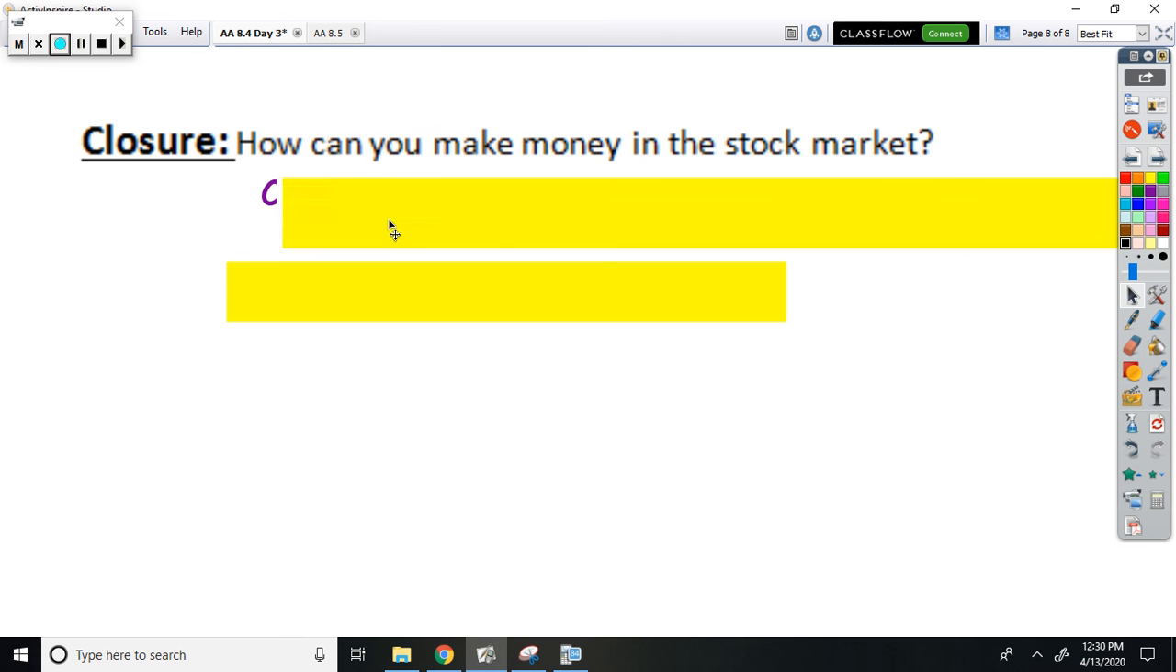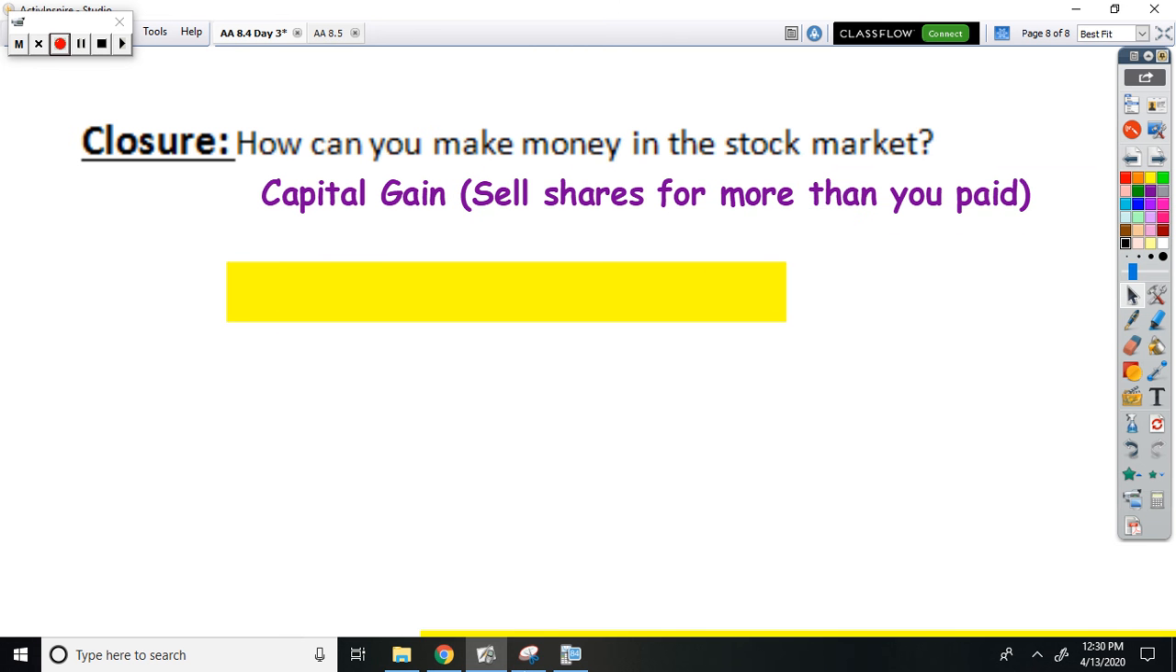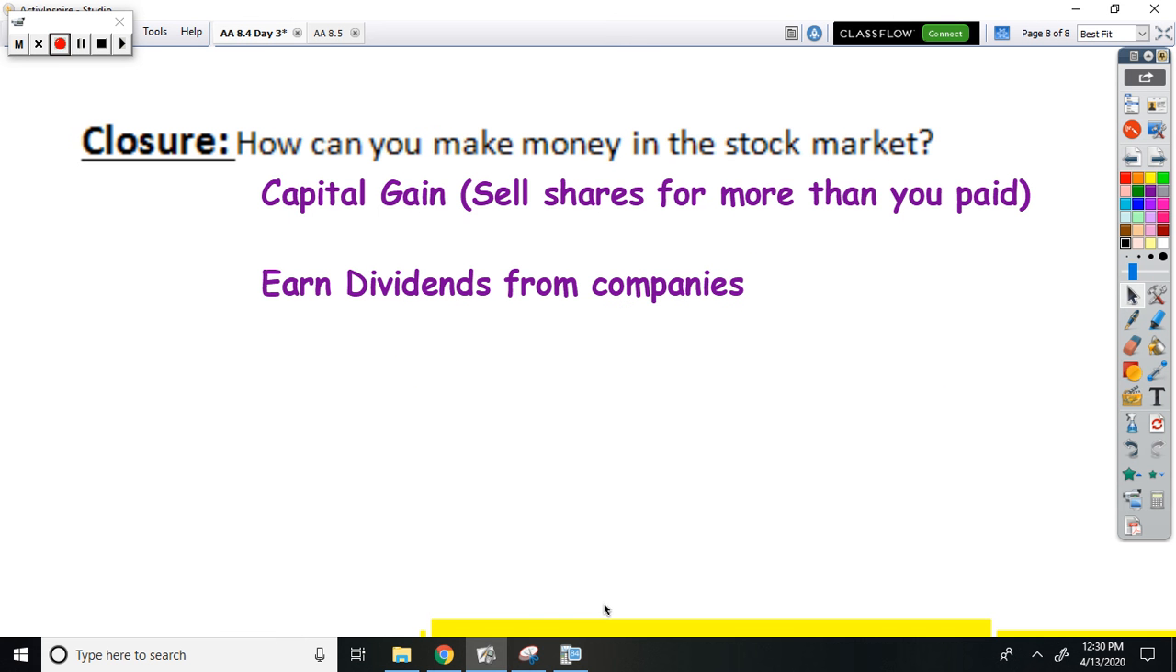The 2 ways we can make money is capital gain. Remember, that's selling your stock for more than you paid for it. The second way is earning dividends from companies. Again, make sure you're comfortable with your vocab before taking the mini quiz.